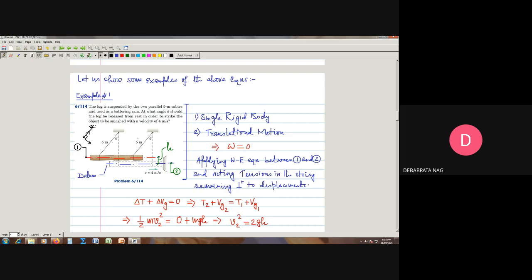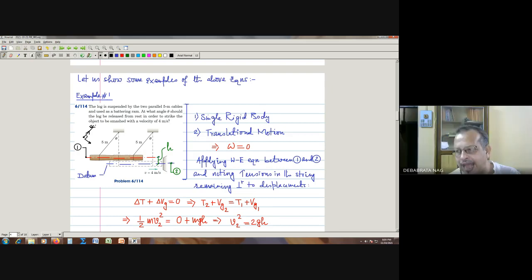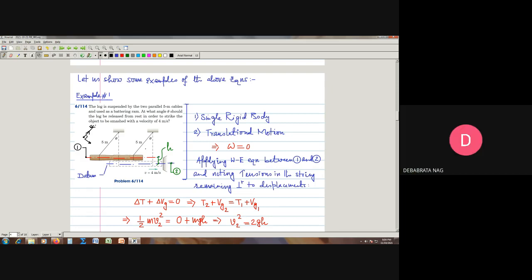Having recognized this, we also note that apart from the gravitational force, there are in fact no external forces associated with our system. Number two, we note that there are no springs, so there is no question of considering the elastic potential energy. So now peacefully we can apply our work energy equation between these two configurations 1 and 2.